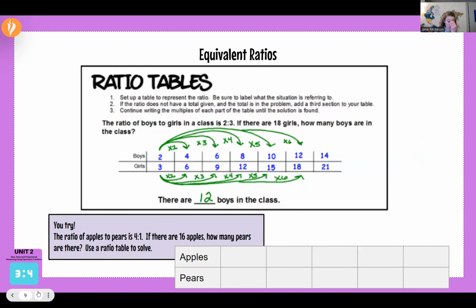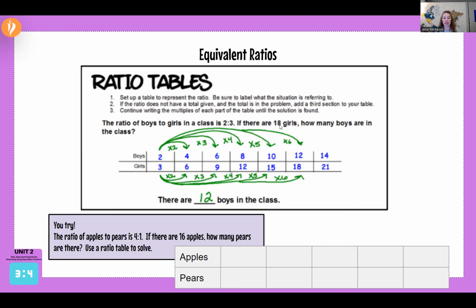Now, when you create equivalent ratios, when you look at the word problem, the order of the words has to match the order of the numbers, okay? For example, let's look at this situation right here. The ratio of boys to girls in a class is 2 to 3. Since the word boys comes first and the number 2 comes first, 2 belongs to the boys and 3 belongs to the girls. So you can't flip the order, okay? If there are 18 girls, how many boys are in the class?